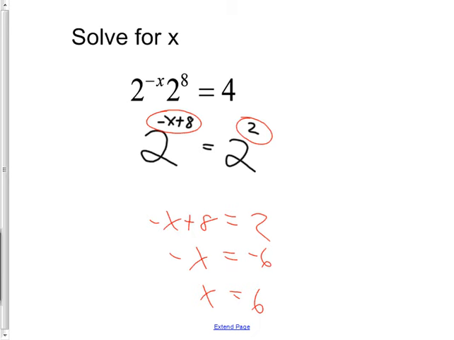Should I check this one to double check it? No, but I could if I wanted to. Don't have to though. Okay, so this 6, I'm going to put right here, is going to make it 2 to the second, and 2 to the second is equal to 4. Yay! Okay.